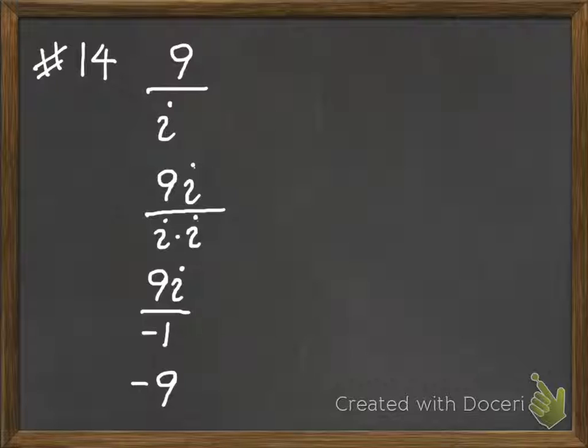Number 14, 9 divided by i. Now here we're dividing by an imaginary part. We want to get rid of all imaginary parts in the denominator, because remember, that is a form of a root. That's a square root. It's the square root of negative 1 in this case. And just like we rationalize the denominator when we have a square root in the denominator, here we're going to also get rid of the i in the denominator.